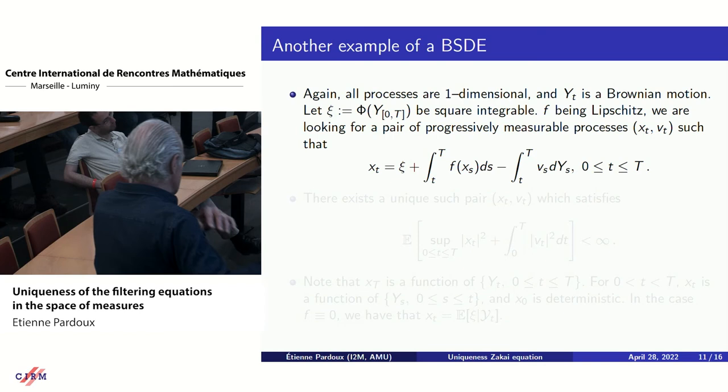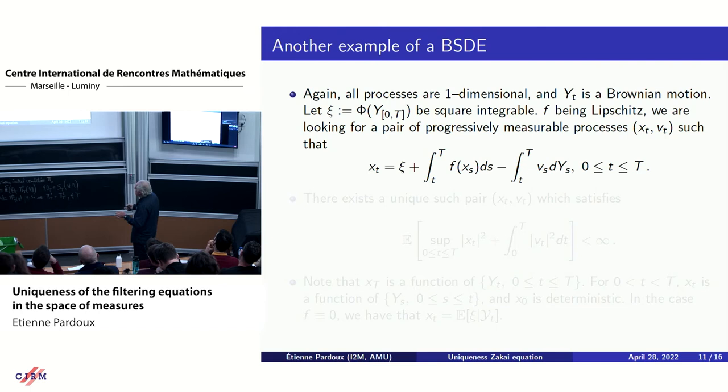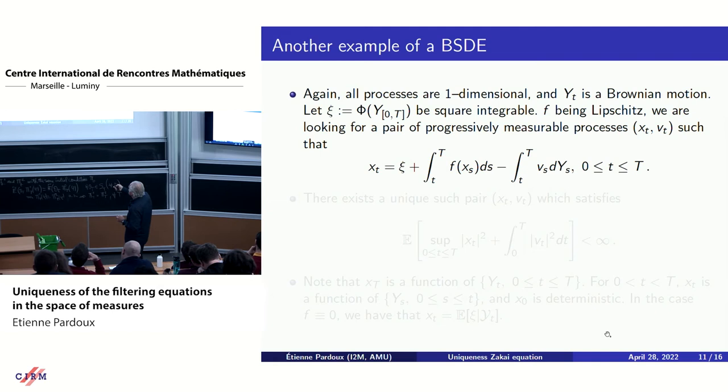Suppose I have a final condition xi at capital T, which is a function of my Brownian motion on the interval 0, capital T, any nice function of such a Brownian motion. Not necessarily nice, but it should be square integrable. If you don't want it to be square integrable, there are some extensions, but the most classical theory is in the case where it is square integrable.